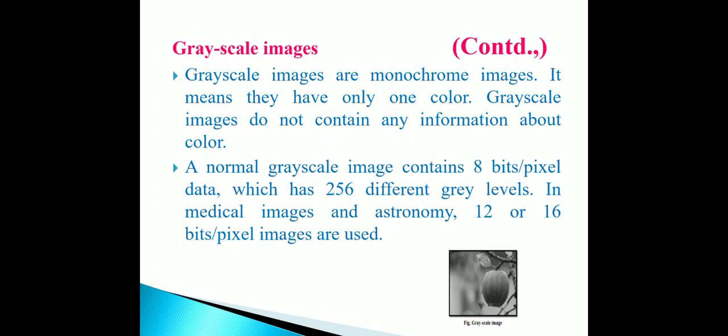Then grayscale images. Grayscale images are monochrome images, that means they have only one color. Grayscale images do not contain any information about color. A normal grayscale image contains 8 bits per pixel of data, which has 256 different gray levels. In medical images and astronomy, 12 or 16 bits per pixel images are used.